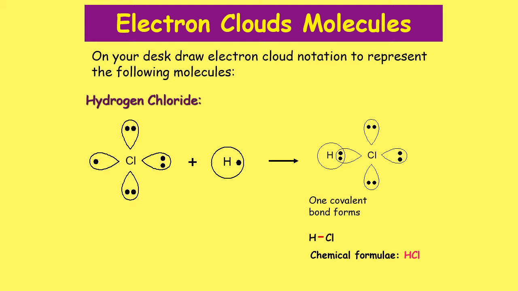It wants to be paired up. And so we've got 1 lobe on chlorine that wants to pair up, and we've got 1 hydrogen that wants to pair up. So we overlap those 2 diagrams, and we can see now that the hydrogen and the chlorine have formed a bond, how they have overlapped. The hydrogen now has 2 electrons, the chlorine has 8 electrons. There's 1 overlap, so that means 1 covalent bond. And the chemical formula would be HCl.